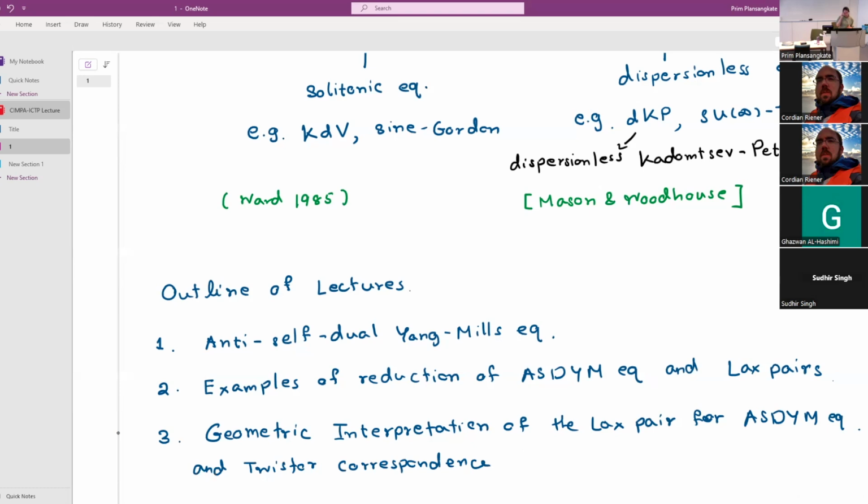Which is, actually, it would give a way to generate solutions of the anti-self-dual Yang-Mills equation. Right. So next I will start. So this is the introduction, and I will now come to chapter 1, to define the anti-self-dual Yang-Mills equation.